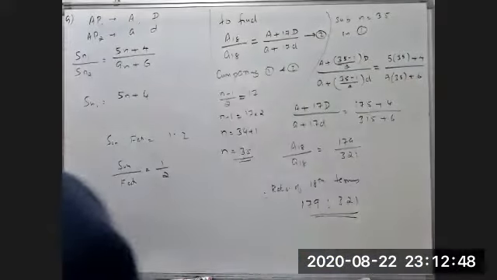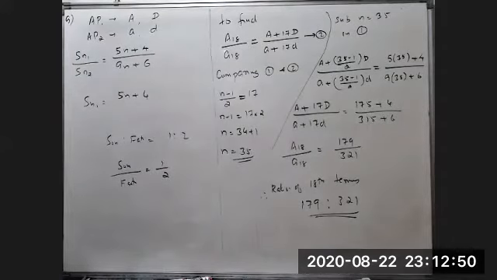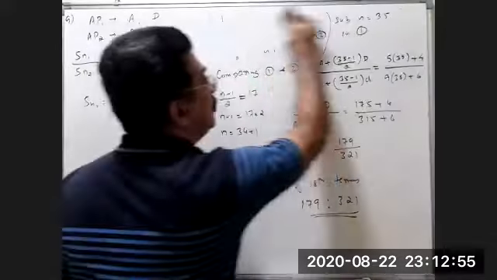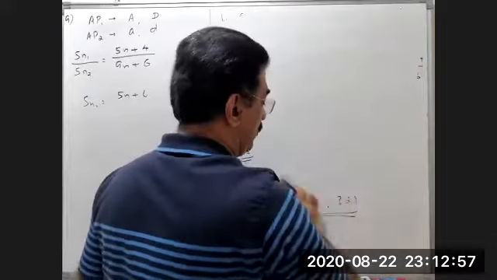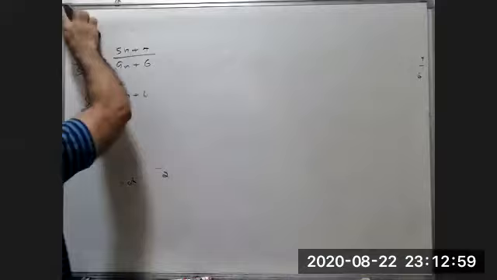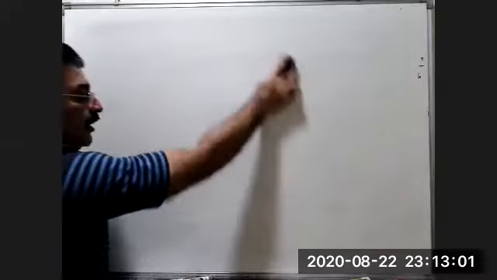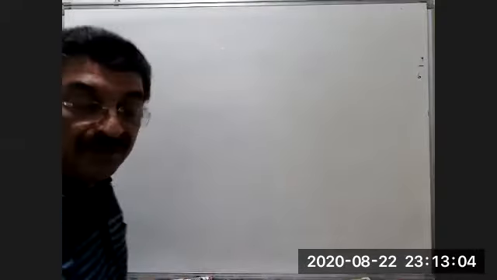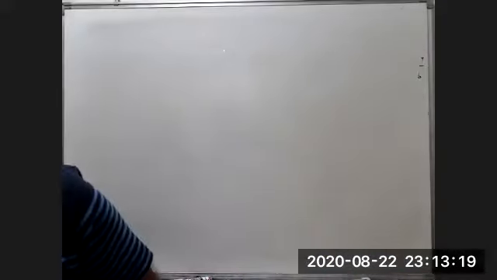Now coming to question number 10. Sum of p terms of an AP is equal to sum of q terms. In all such questions, previously also we did a similar question. Whenever the relation between 2 terms or 2 sums of the same AP is given, simplify that formula. Take all terms of A to the left hand side, D to the other side. That means get a relation between A and D.